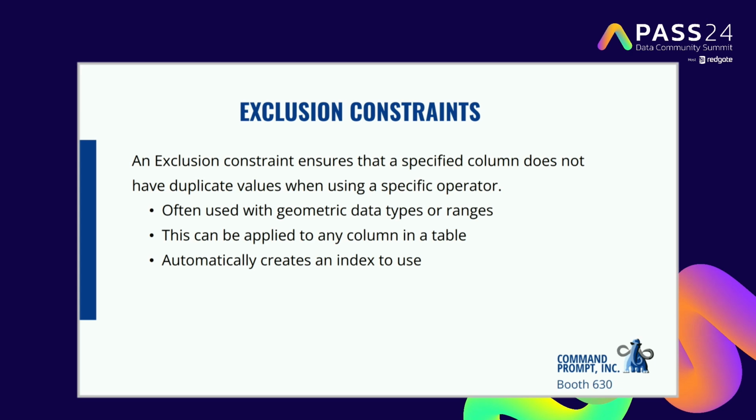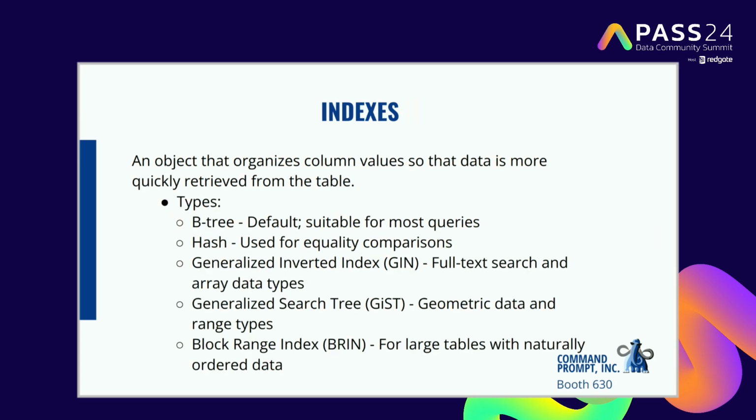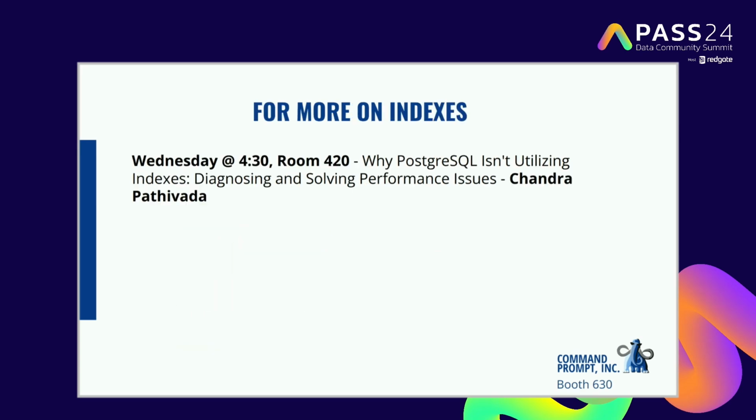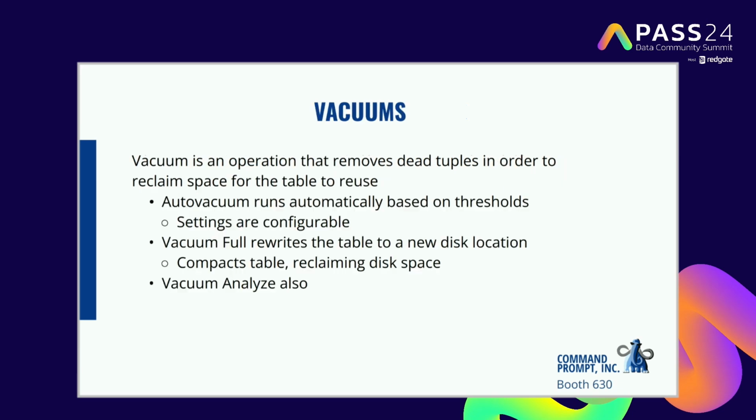Oh, another cool thing is that it automatically creates an index to use. Who knew? Jimmy knew. All right, so indexes. Speaking of indexes, this is an object that organizes column values so they're more quickly retrieved. There are lots of different types of indexes. The most common one is the B tree, right? It's the default. It's good for most use cases. There are, of course, other ones, but I'm going to leave that for a different presentation. But speaking of that presentation, there's this presentation if you're interested in more information on indexes. And that's today at 4:30 in this room.